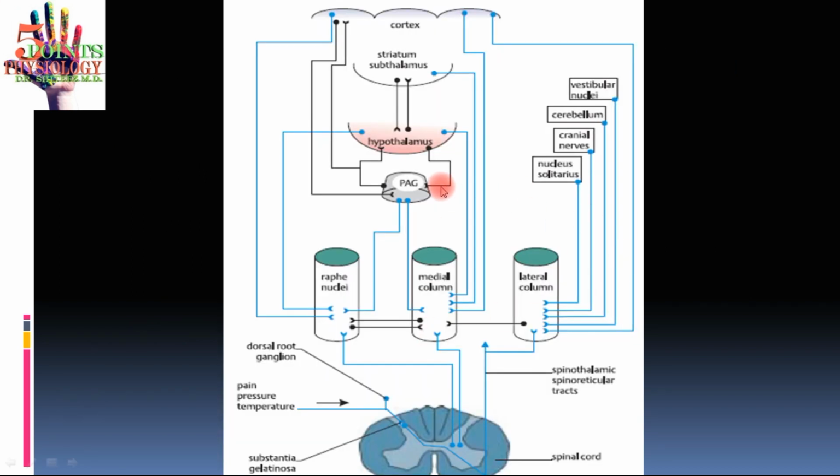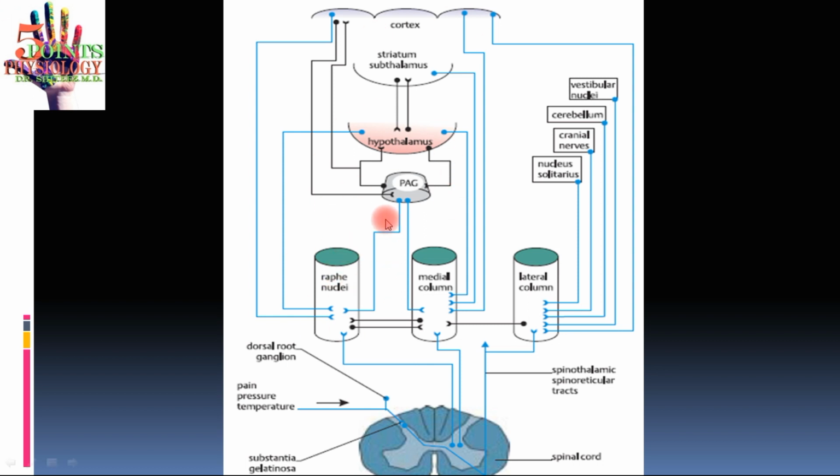In this diagram, you can see that the periaqueductal gray is associated with various other areas like the hypothalamus and cortex, and it is sending its input to the raphe nucleus and the medial column of the reticular formation. And this is the place where the integration of pain sensation with the limbic system and with the autonomic system takes place in the reticular formation.